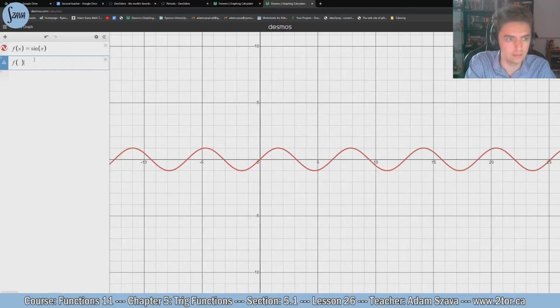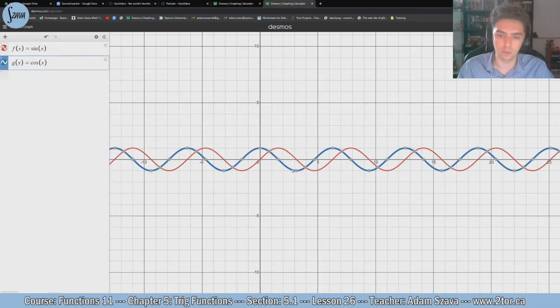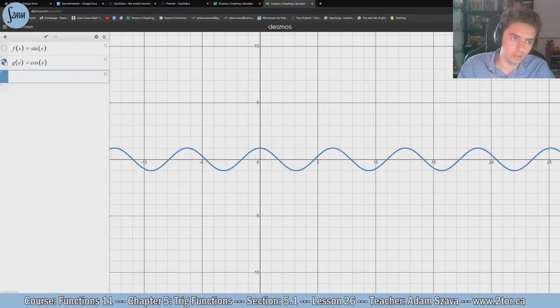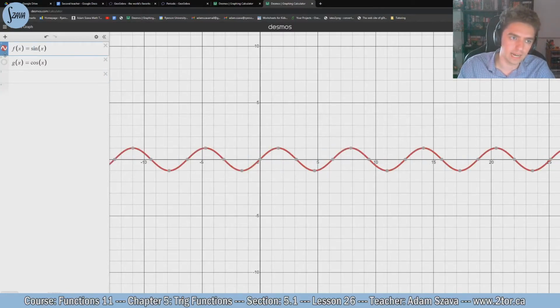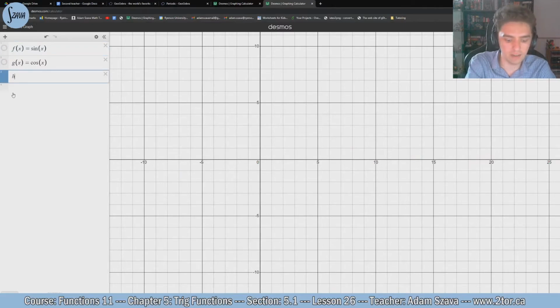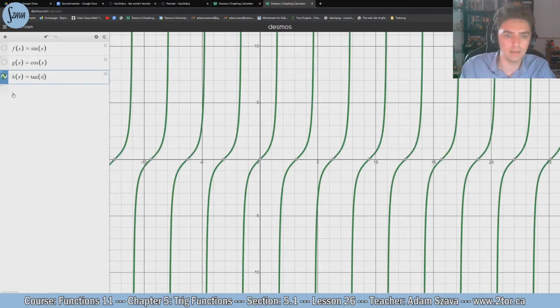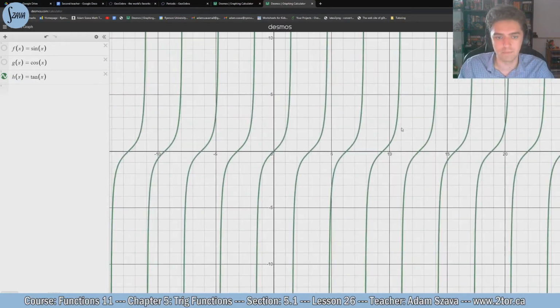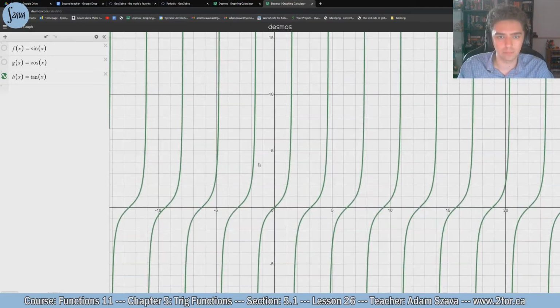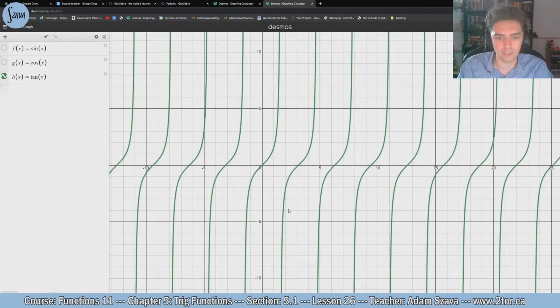Cosine of x, so I'll say g of x equals cosine of x. It looks like that, the blue one. It's very similar to the sine one. Now tan of x is a funny one. Remember, tan of x sometimes doesn't exist. When we divide by 0, when cosine is 0, tan doesn't exist. So it's going to be a more complicated function. We have something like this. We actually have a bunch of asymptotes here, so it approaches this line, but it never touches it.